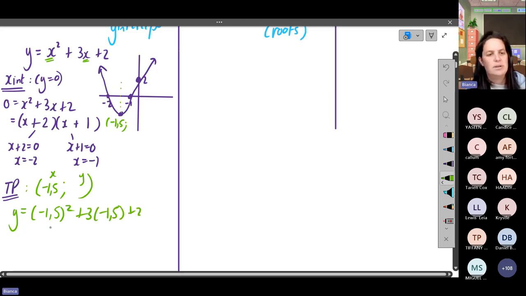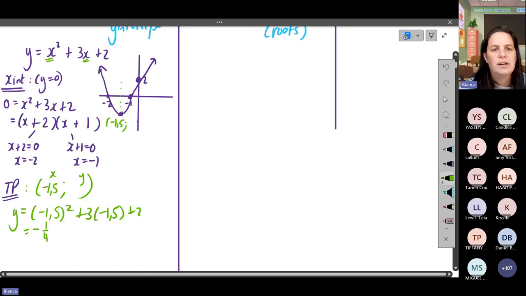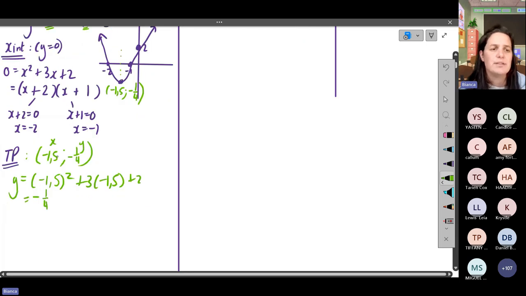You type it into your calculator: negative 1.5 squared plus 3 times negative 1.5 plus 2. I get a solution of negative a quarter, or negative 0.25. And that's my answer. That's one way to work out a turning point. If you have the two x-intercepts, you can just use symmetry for a parabola and go in the middle. Another way is to use the derivative, and another way is to use the minus b over 2a method.